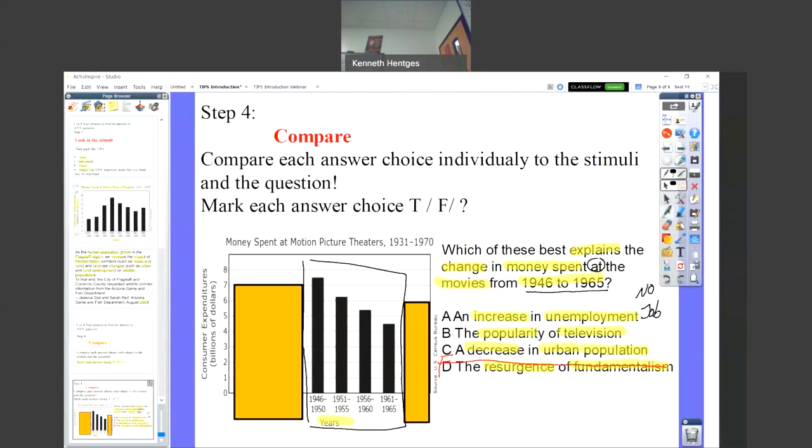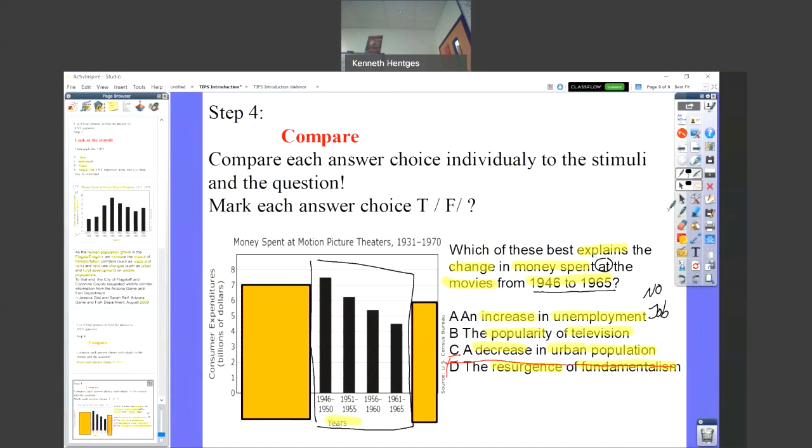Now, what is happening in the bar graph? Well, 7.5 billion, 6.25 billion, 5.5 billion, 4.5 billion. They're just going down. It's that simple. But what is going down? The money spent at motion picture theaters. That's all it is. So now you need to just compare.